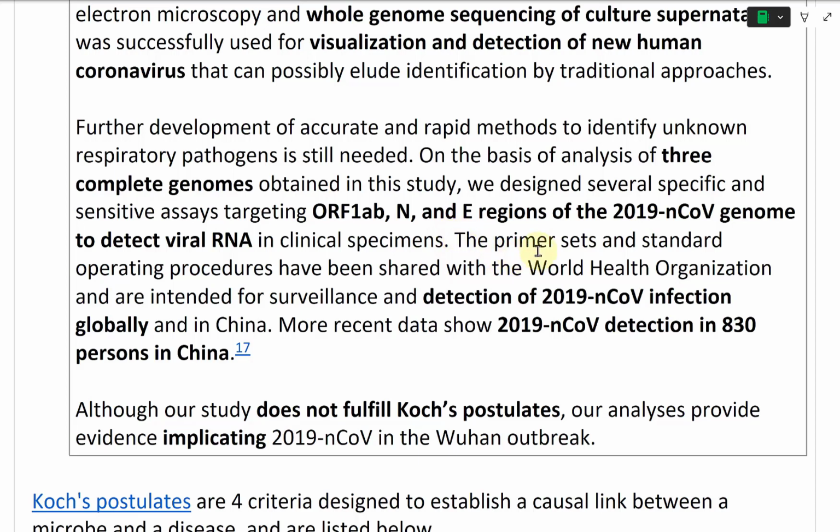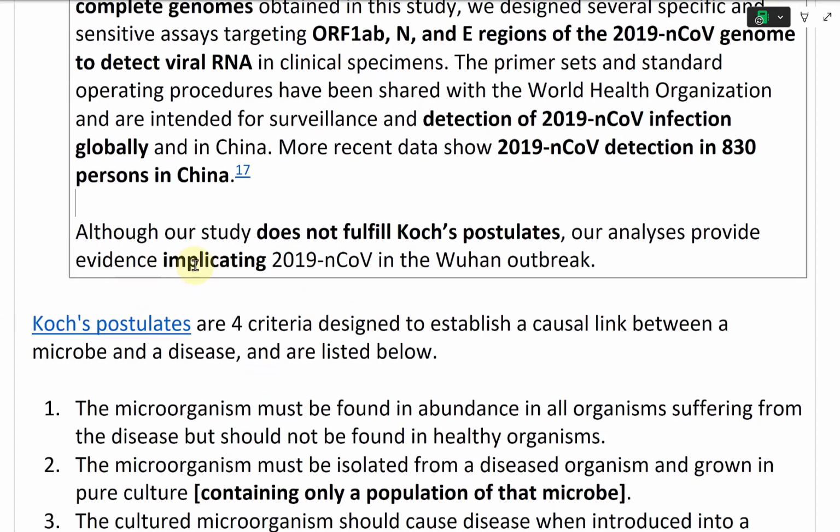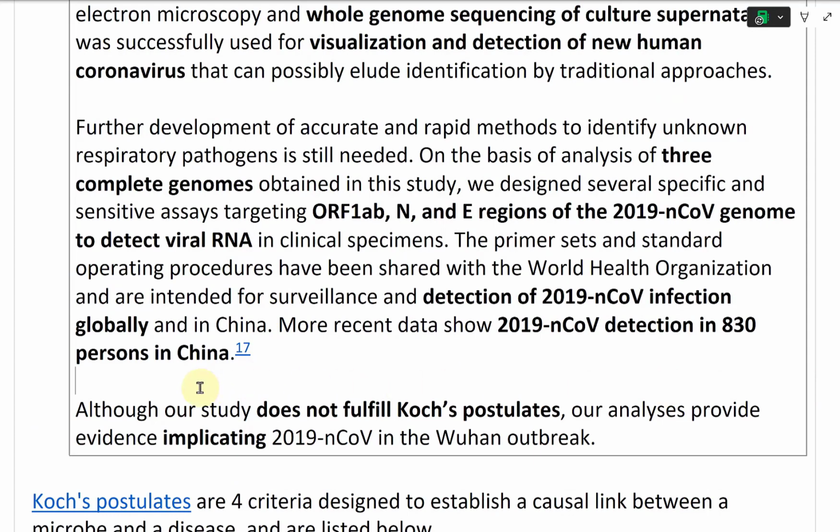Quote, the primary sets and standard operating procedures have been shared with the World Health Organization and are intended for surveillance and detection of 2019 nCoV infection globally and in China. And more recent data show 2019 nCoV detection in 830 persons in China. Interesting. So they've already started testing people. Although our study does not follow Koch's postulates, our analysis provides evidence implicating 2019 nCoV in the Wuhan outbreak. And note here, so basically it just says it doesn't follow Koch's postulates.